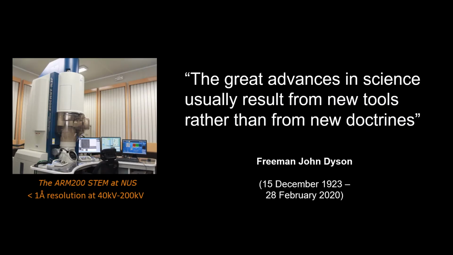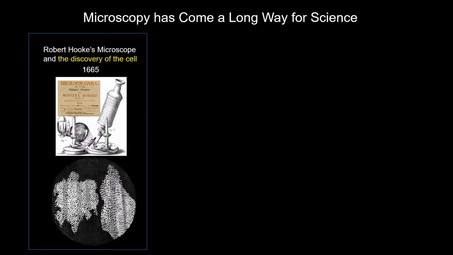Today, I'm mainly going to introduce the electron microscope, which is a major research tool in science. As the late theoretical physicist Freeman Dyson famously said, the great advances in science usually result from new tools rather than from new doctrines, and this is especially true for microscopy. If you scan through the history of science, every development of microscopy techniques will always lead to new discoveries.